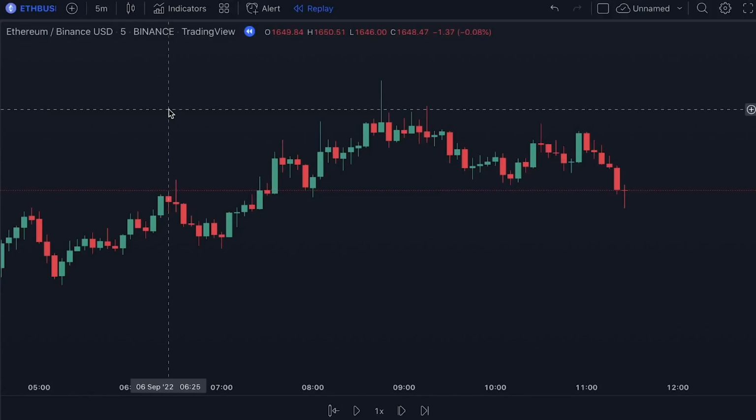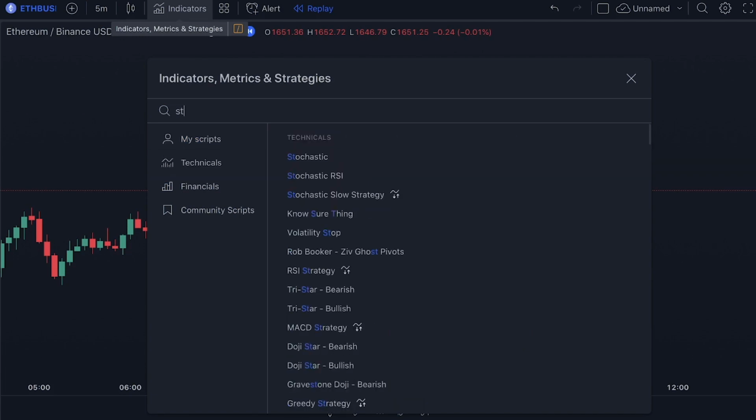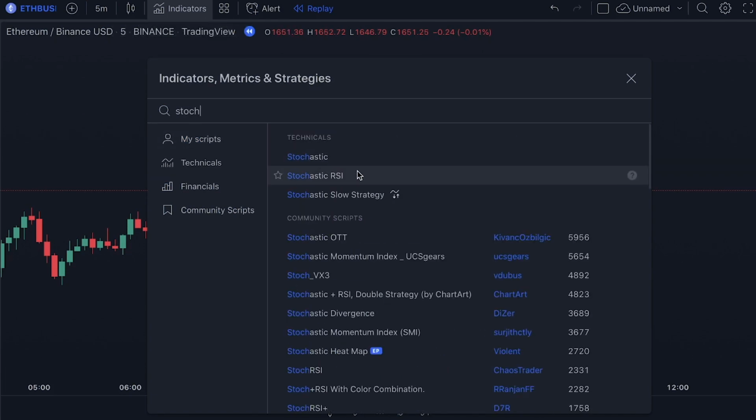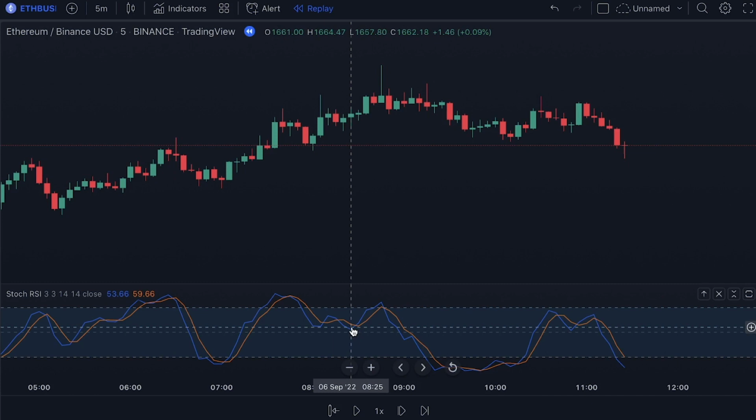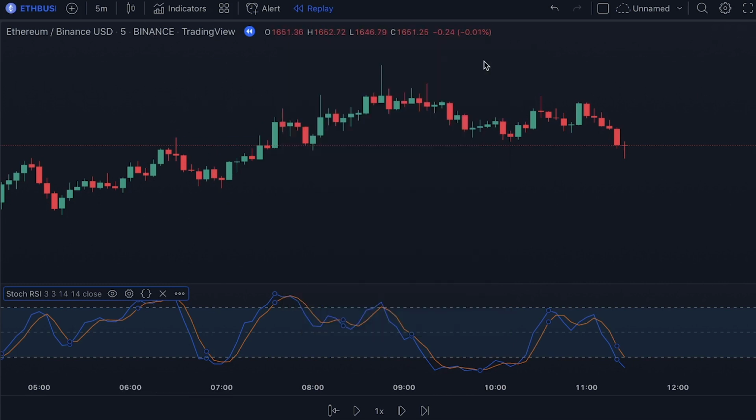So let's start with the TradingView setup. For this strategy, we're going to need to use three indicators. First one is stochastic RSI. It's similar to your standard RSI but simplified and easier to use, and shows values that are averaged out. To add this indicator, go to indicators and type in stock and just select stochastic RSI. We're going to leave all values for this indicator as default, meaning that it's going to use the time frame from the chart.